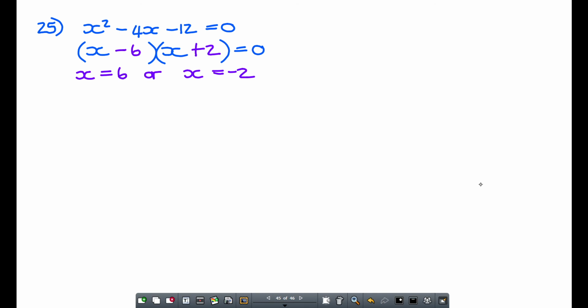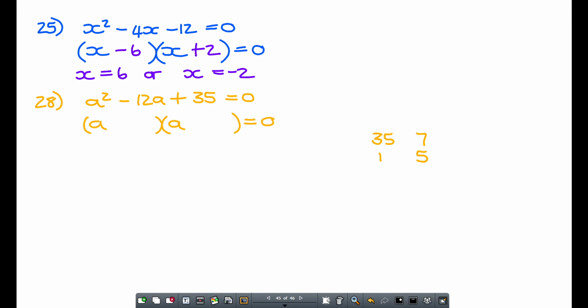28. 28 says a squared minus 12a plus 35 equal to 0. Okay, everything was already on the left. It's a trinomial. So we're going to say a times a. And factors of 35 would be 35 times 1 or 7 times 5. Okay, and what would my signs be? Minus 7, minus 5, because that's going to give me minus 12a.